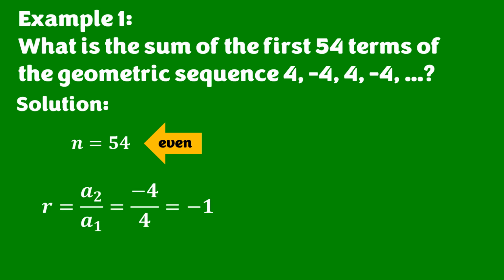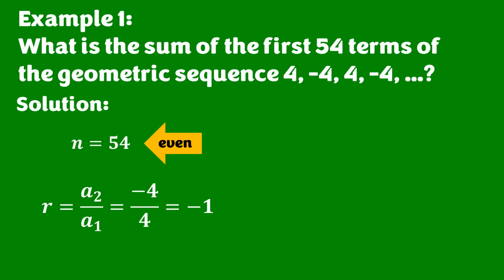And we're going to solve for the value of r. r is equal to a sub 2 all over a sub 1, and that is equal to a sub 2, or the second term, is -4, and the first term is 4. So negative 4 divided by 4 is equal to negative 1.